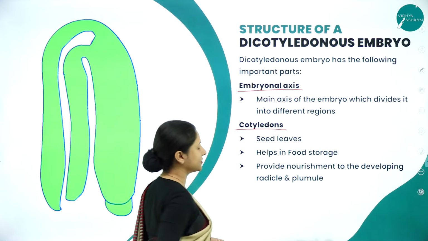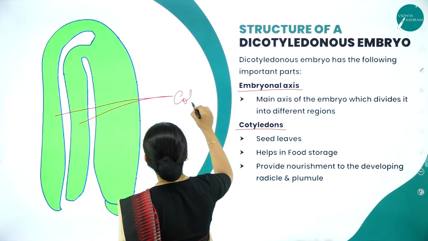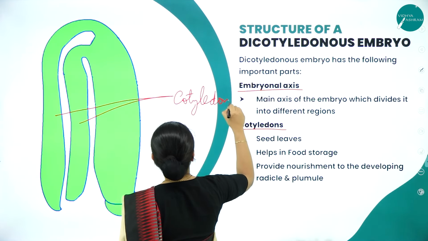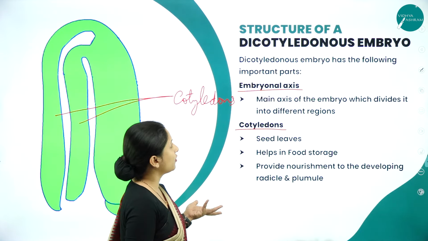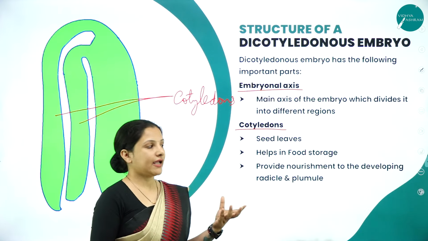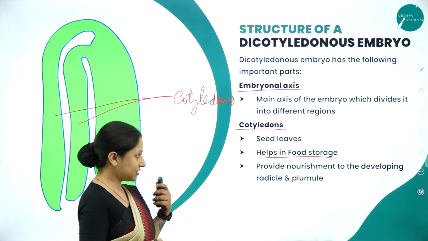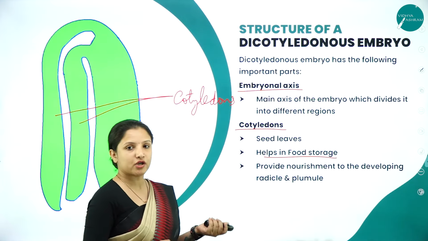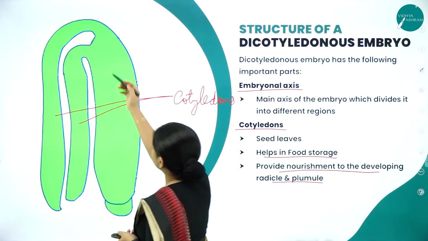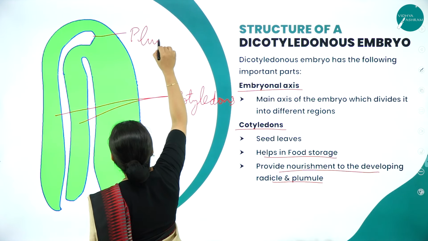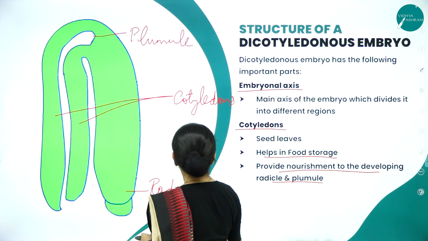They have the cotyledons. These are the two cotyledons of the embryo. The cotyledons help in the storage of food, and they provide nourishment to the developing radicle and the plumule. So this is the plumule region and this is the radicle region.